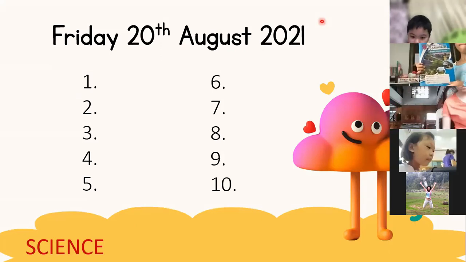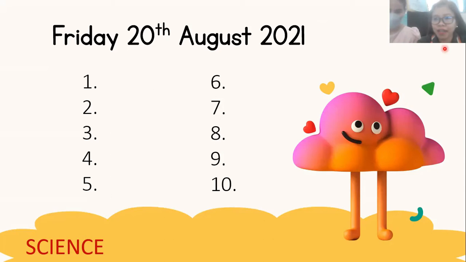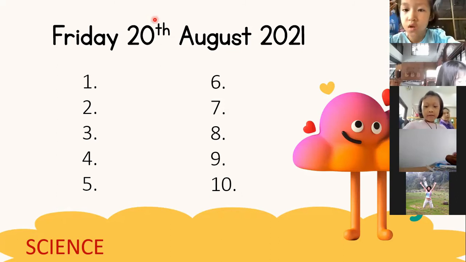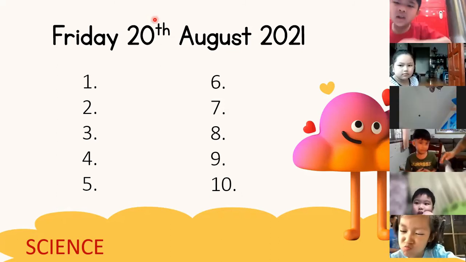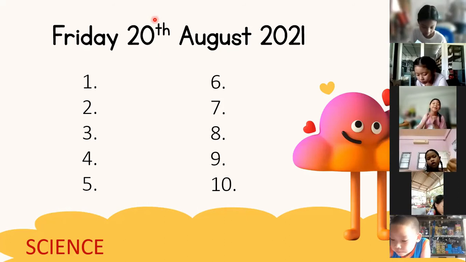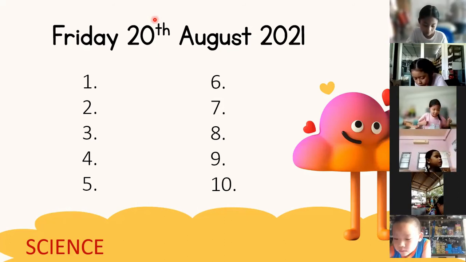Okay, very good. Write the date today and write the numbers 1 to 10. Show me your thumbs if you're done so we can start from number 1. Done? Ready? Okay, very good. Grace, done. How about the others? Done? Okay, Nina, done. Ready?